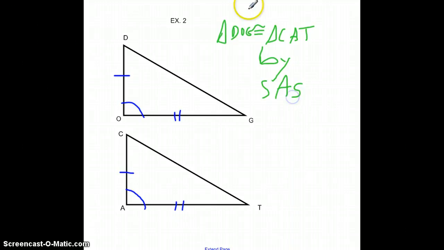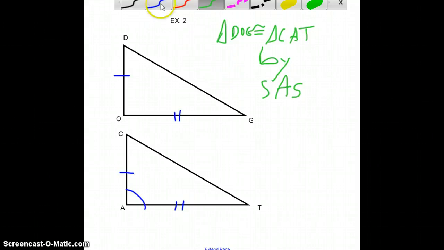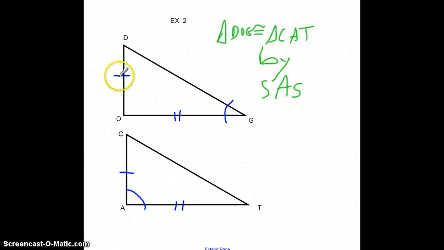Now, just so you get a little more understanding of side, angle, side, let's just say we had that. So now it's not side, angle, side. This is sort of side, side, angle. And these angles don't even match up, even though they're equal, they're not corresponding angles.